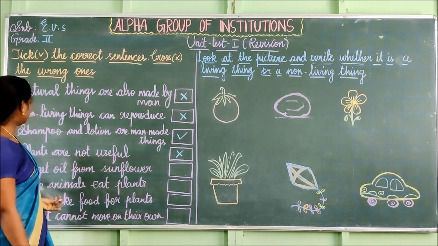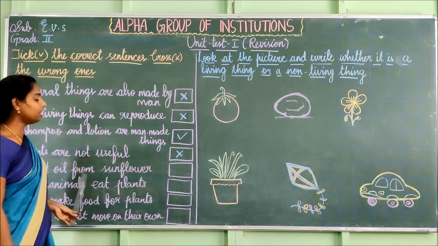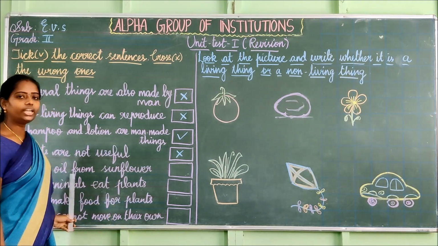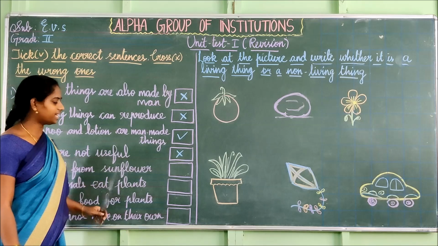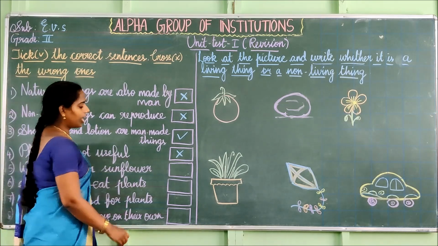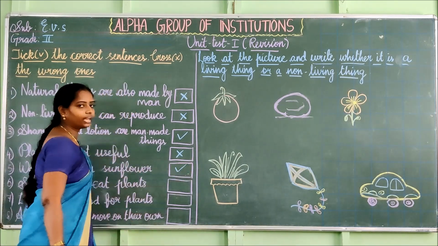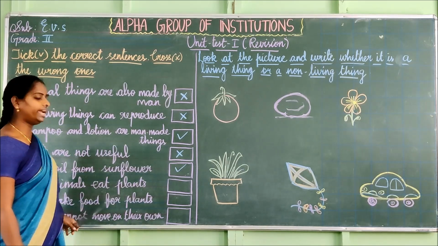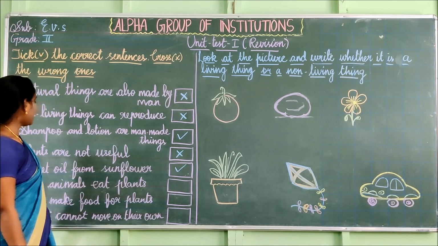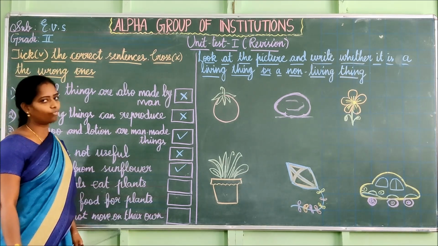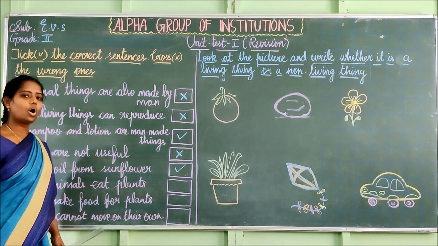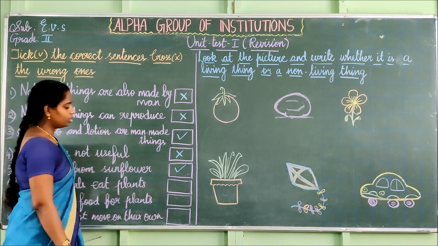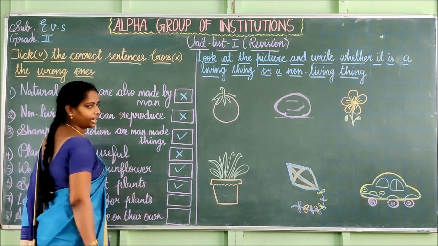And then fifth one, we get oil from sunflower. We get oil from sunflower. Yes, it is a correct statement, children. So you have to put a tick mark here. Okay? Sixth one. Some animals eat plants. Yes, some of the animals eat plants like cow, horse, isn't it? They will eat plants, isn't it? So it is a correct statement. So you have to put a tick mark.